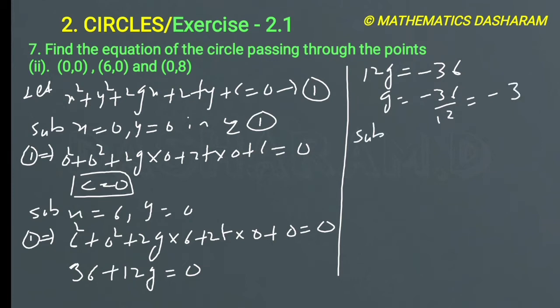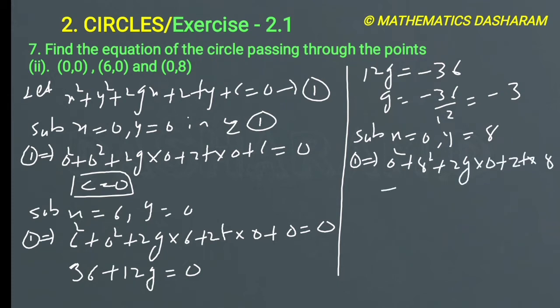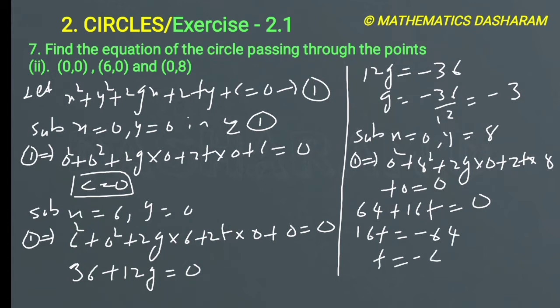Next, substitute the third point, that is (0, 8). So x = 0, y = 8. Then the equation will become 0² + 8² + 2g·0 + 2f·8, and the c value is 0, so it equals 0. So 64 + 16f = 0, so 16f = −64. Then f = −64/16, which is −4. So the f value is −4.